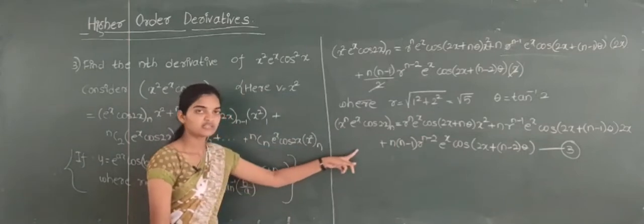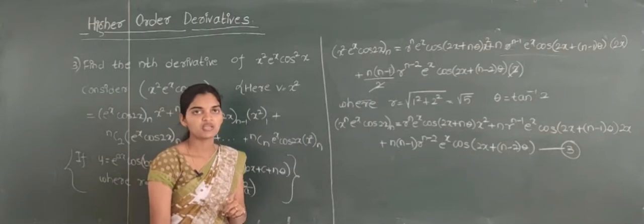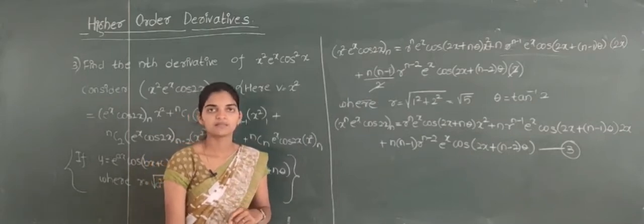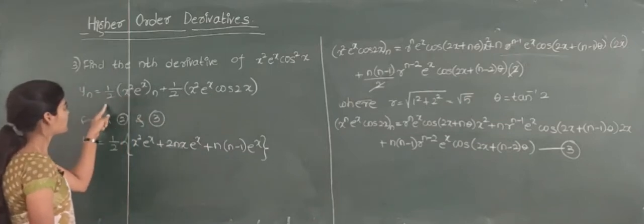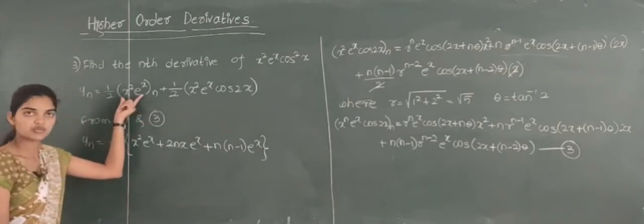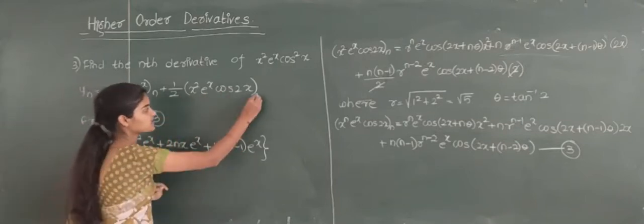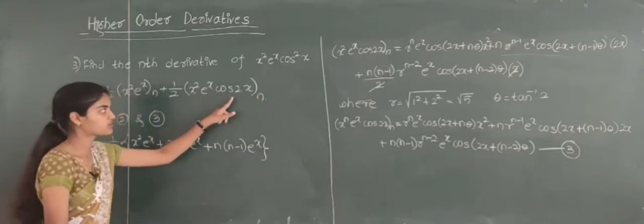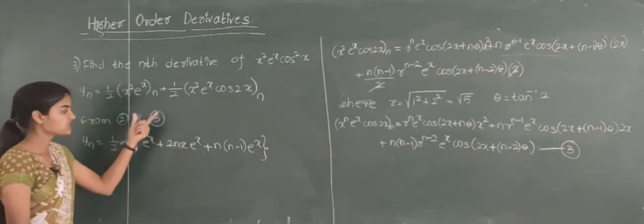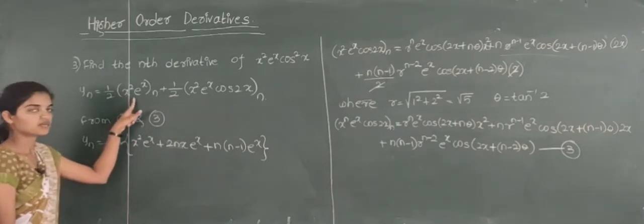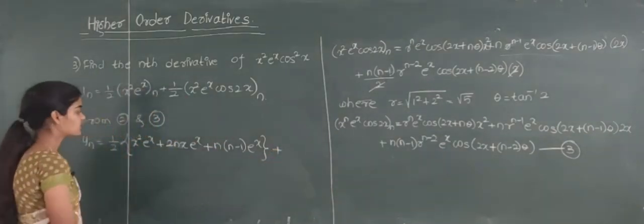Now equation number 3 and equation number 2 we have to substitute in equation number 1. So let us see what we will get. Yes. Now our equation number 1 is this one, that is 1 by 2 nth derivative of x square into e raised to x plus 1 by 2 x square e raised to x cos 2x, that is the nth derivative of this function. Now see here, from 2 and 3 this equation becomes, that is equation 2 already I have substituted in this. Then next term, from equation 3 what we can write?